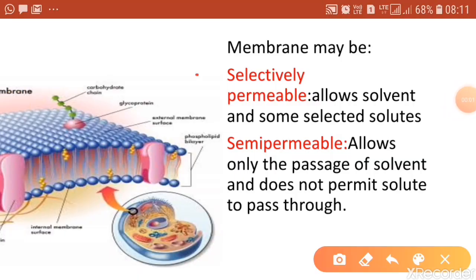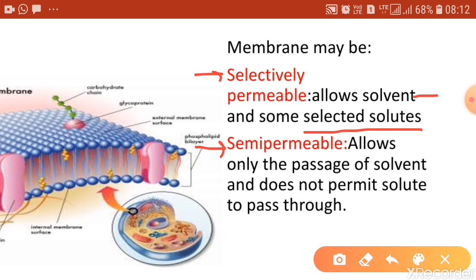Membranes can either be selectively permeable or semi-permeable. A selectively permeable membrane is a membrane which allows the solvent and some selected solutes to cross through. You have learned that the plasma membrane is a selectively permeable membrane. Why do we call this a selectively permeable membrane? Because this plasma membrane allows selected substances to move in and out. This was already dealt with in my previous video.